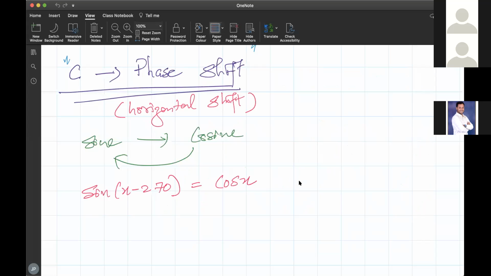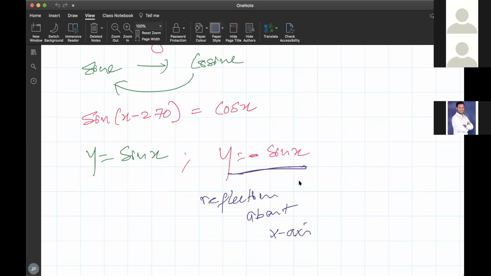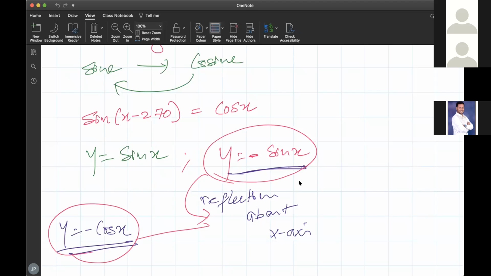Now, a negative sign. So if I have y is equal to sine x as my parent, then y is equal to negative sine x. This negative sign basically is a reflection about the x-axis. And the same thing for cosine, okay? If your y is equal to negative cosine, it basically is a reflection about the x-axis. This negative sign in front of it will just make it a reflected thing about the x-axis. All right? It's just a reflection.